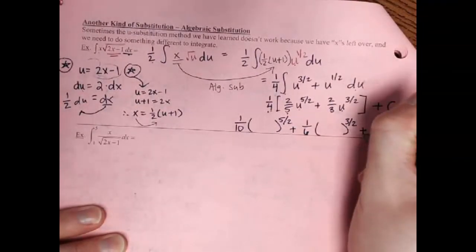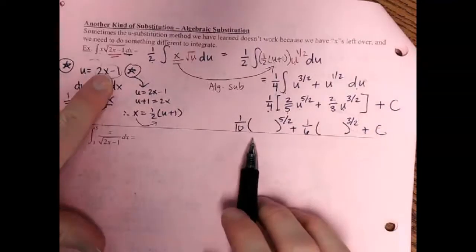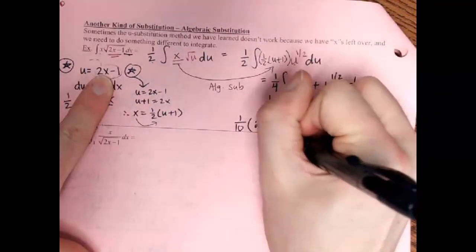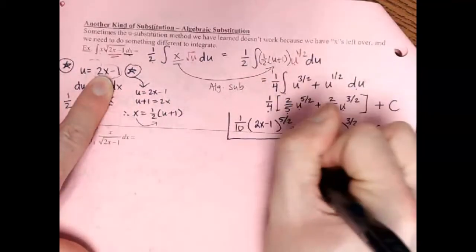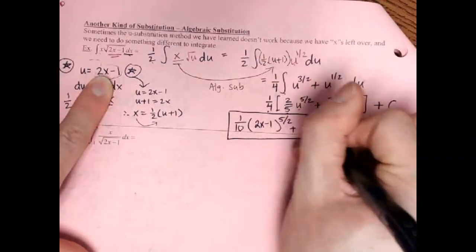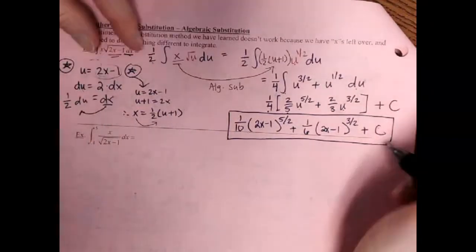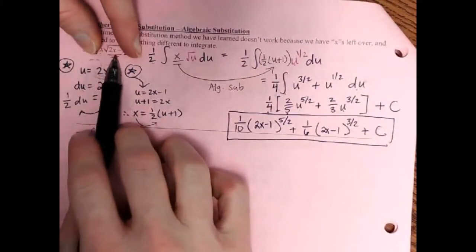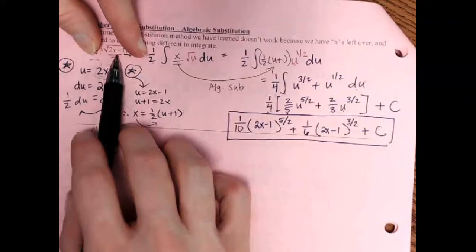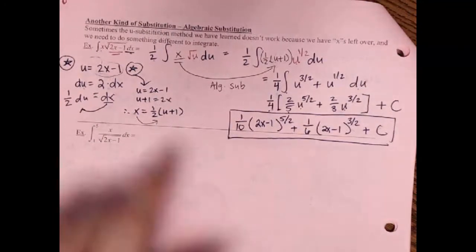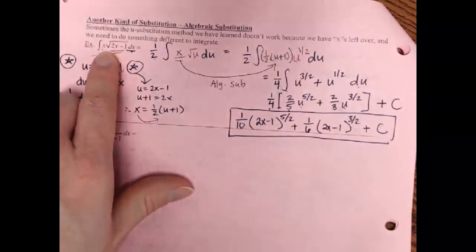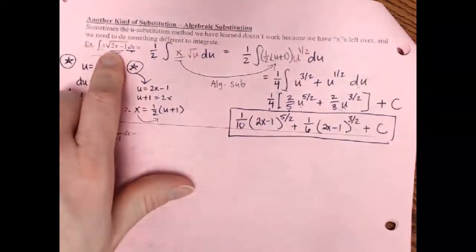And then plus c. And then don't forget, reverse substitute back at the end. 2x minus 1 goes in for both of those chunks. And there you have it. This would be the original function, which would give you this as the derivative. It may not look like it right away, but if you were to take the derivative of this and do some algebra, it would simplify, and it would give you x times the square root of 2x minus 1.